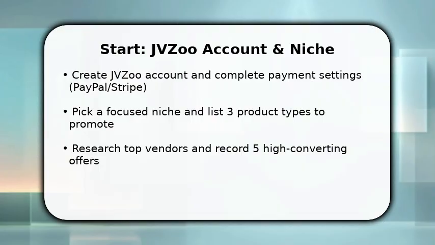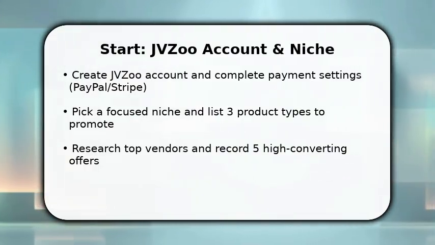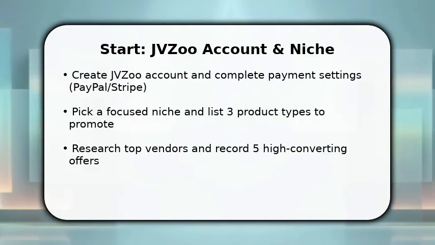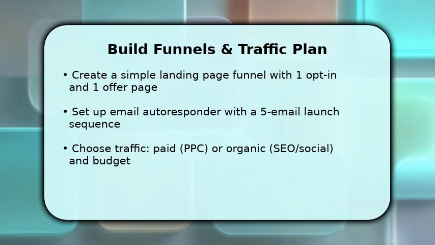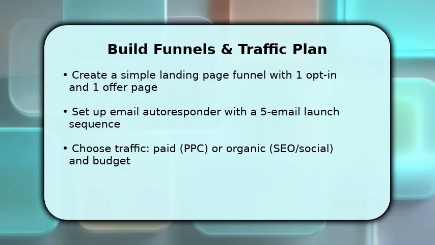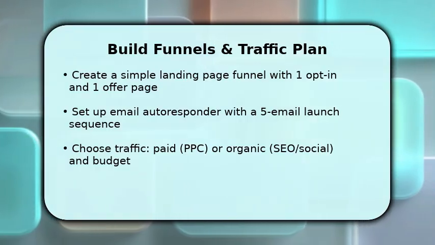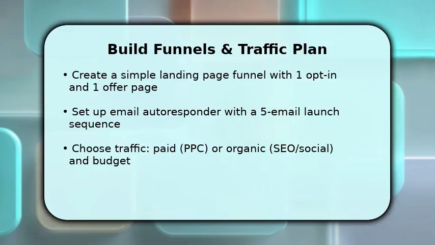Make sure to save vendor contact info so you can request creatives or JV links. This accelerates your next steps. You build a funnel that converts by starting with a single opt-in to capture leads. Then design an offer page that highlights benefits, testimonials, and a clear CTA because conversions need clarity.